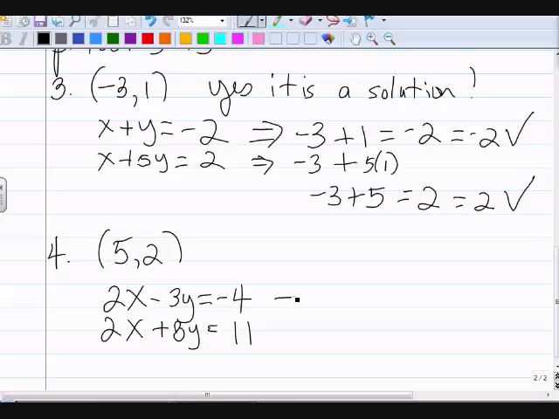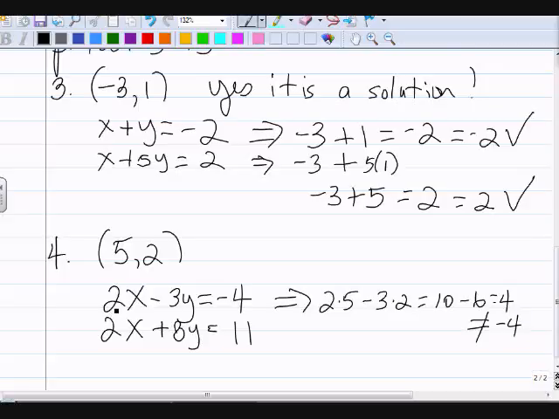Here's how we'll check. Substitute the 5 in for the x, so I got 2 times 5. Substitute the 2 in for the y, minus 3 times 2. Oh, so that's 10 minus 6. 10 minus 6 is 4, but they wanted me to get negative 4. That's not equal to negative 4.